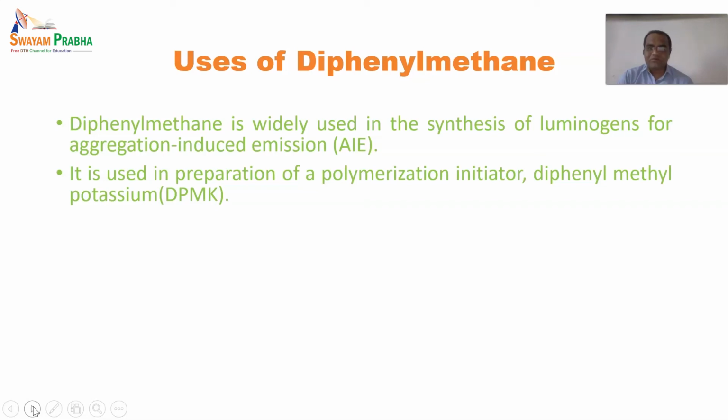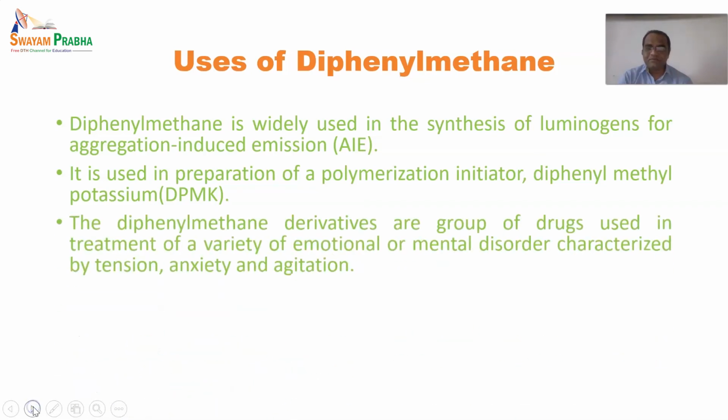So the potassium salt of diphenylmethane is used as an initiator for polymerization. Diphenylmethane derivatives are a group of drugs used in treatment of a variety of emotional and mental disorders characterized by tension, anxiety, and agitation. So there are many drugs in the case of the CNS having a basic ring of diphenylmethane, and also in the case of the ANS, we can see such structures having a basic ring of diphenylmethane.